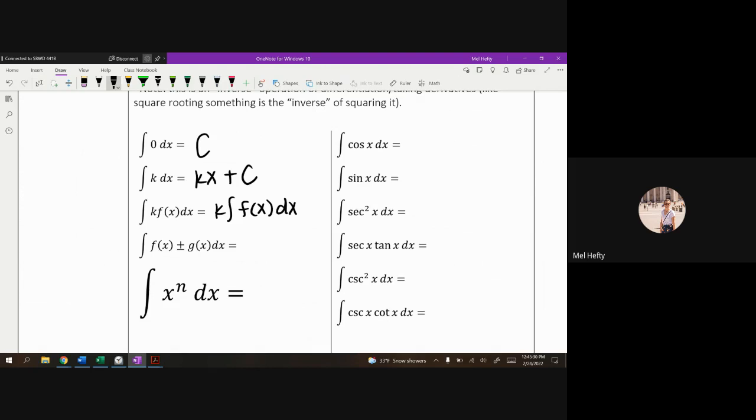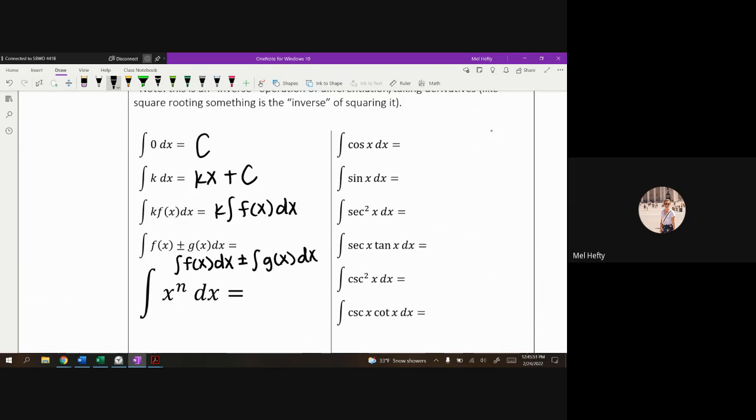I can also split the integral over addition or subtraction. So the sum or difference of two functions inside my integral, I can do the two integrals separately and then add or subtract them together. This one's kind of annoying to write. Notice again that we will put a dx at the end of each of our integrals.